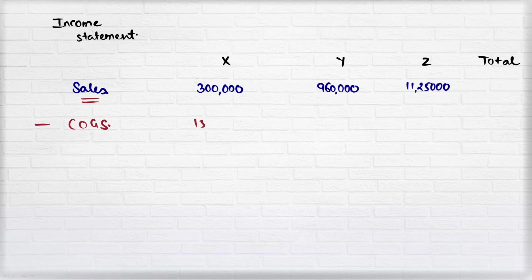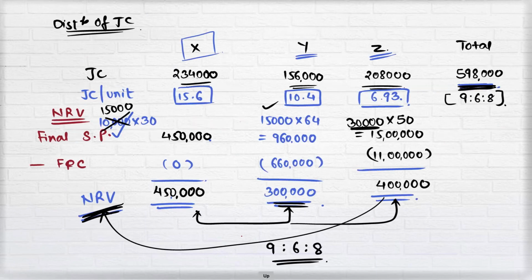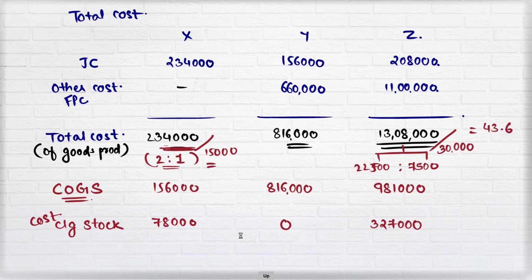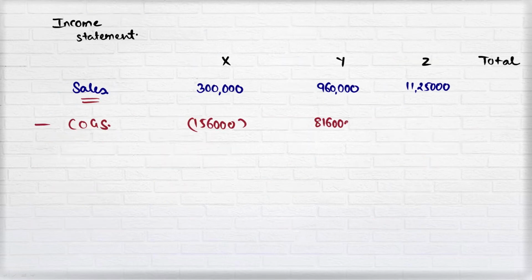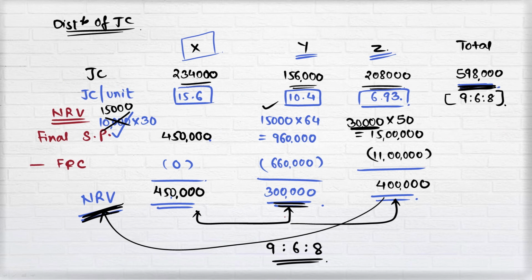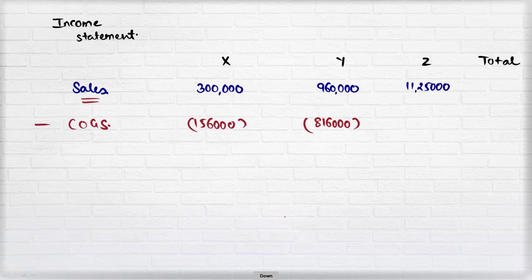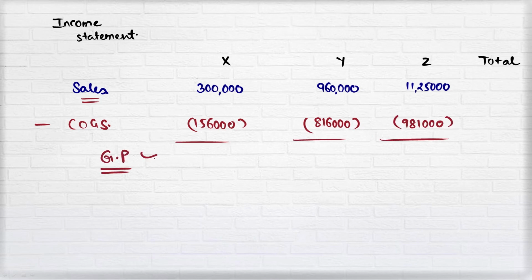COGS is 1,56,000. 8,16,000. $9,81,000. This will be my... a good question where joint cost is with the concept of closing stock.